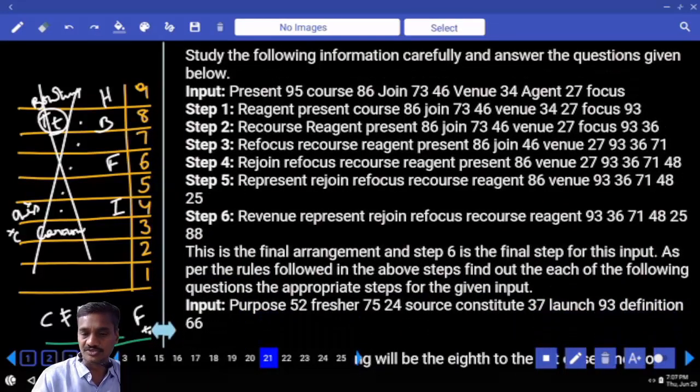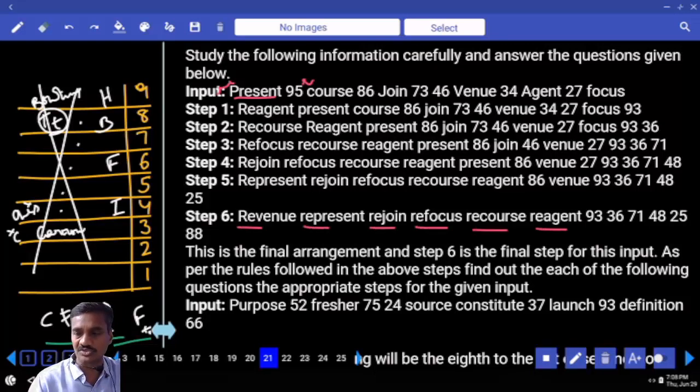Now all these words: represent, rejoin, refocus, recourse, reagent and revenue. That means to each of these words, what is added at the beginning? The prefix is RE. All these words are arranged in descending order. Then tell me how they were arranged.